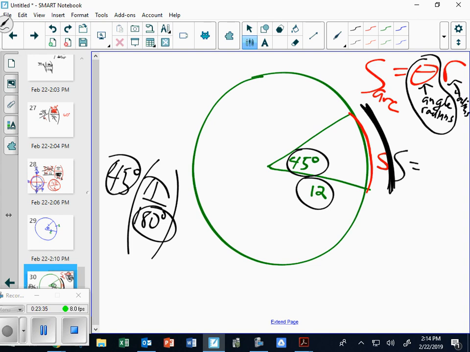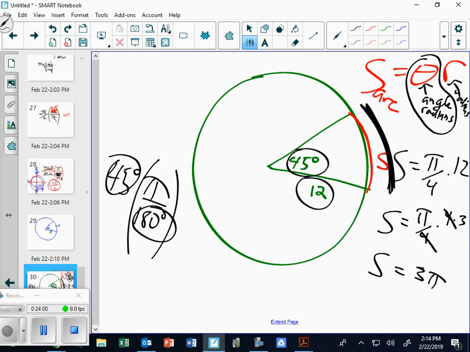So S equals pi over 4 times 12. Could you do a little bit of simplifying there? Sure you could. If you can factor it, you should. Isn't 12 4 times 3? Cancel, cancel. 3 pi. Now, I know that feels weird because you're saying a side length is 3 pi, and that seems like how you should be measuring angles. But isn't 3 pi the same as 3 times 3.14? Wouldn't 9 seem kind of reasonable for this? About 9, a little more than 9? And that's the right answer. So the answer is 3 pi.